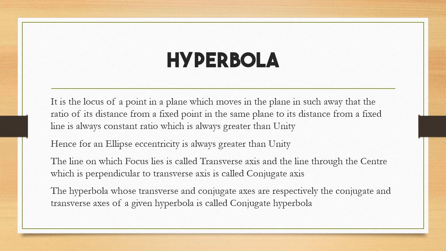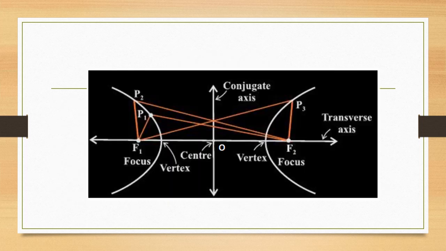Now there is a concept called the conjugate hyperbola. So what do you mean by conjugate hyperbola? It means the hyperbola whose transverse and conjugate axes are respectively the conjugate and transverse axes of a given hyperbola is called the conjugate hyperbola. So this is very important. Now this is how the hyperbola looks. It will never become round.